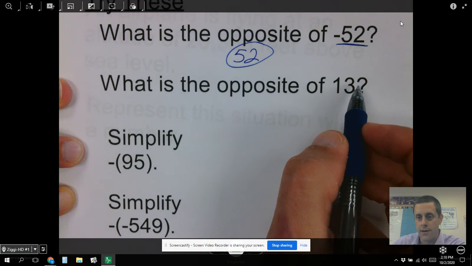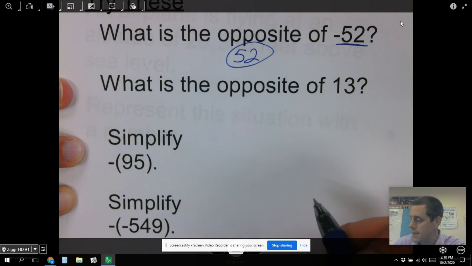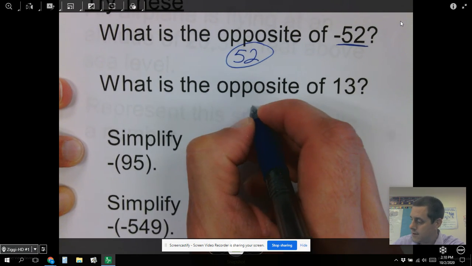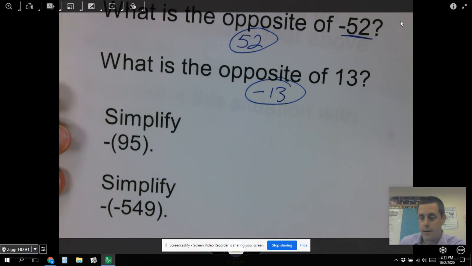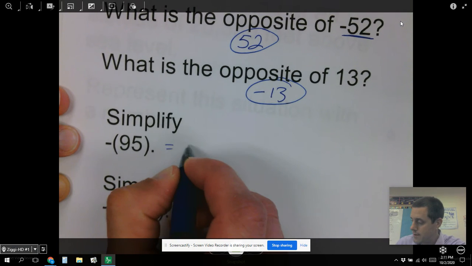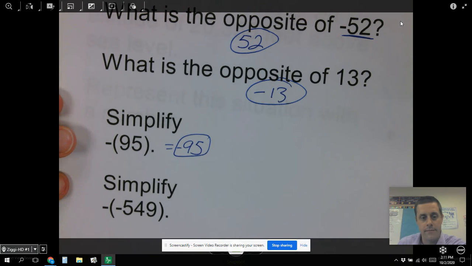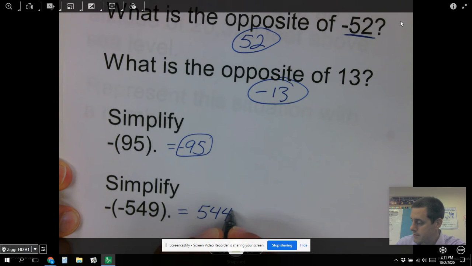What is the opposite of 13? 13 is 13 units to the right of 0 because it is positive, so the opposite would be 13 units to the left of 0. The opposite is -13. The negative quantity of 95 works out to -95. And the negative quantity of -549 works out to +549.